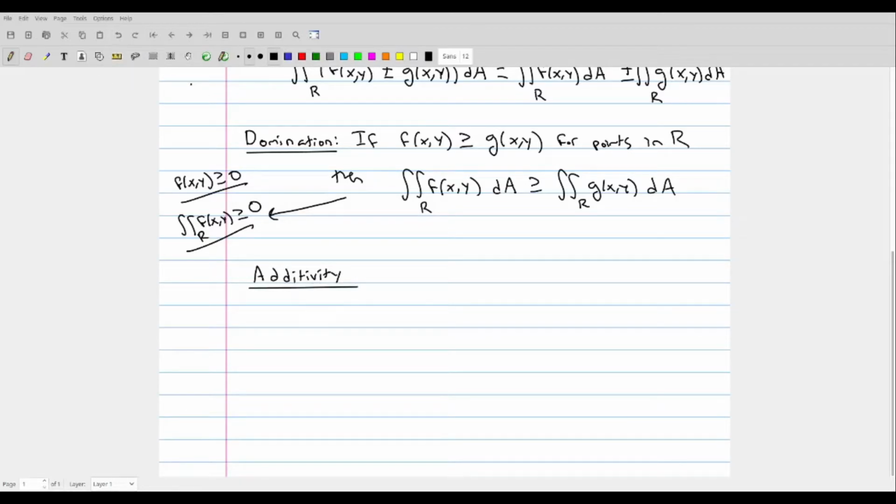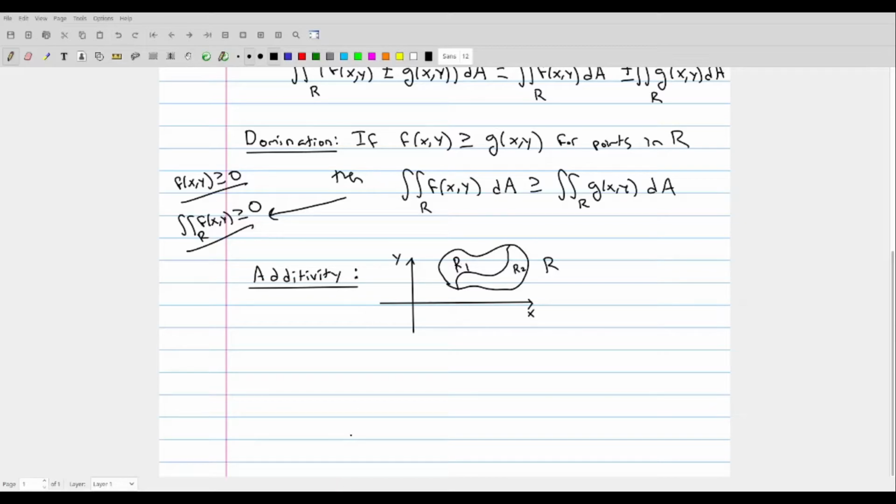And this says that if our domain R can be split up into multiple different parts, which any domain can, say we have our domain R, and this is, say, split up into two separate subdomains, R1 and R2.